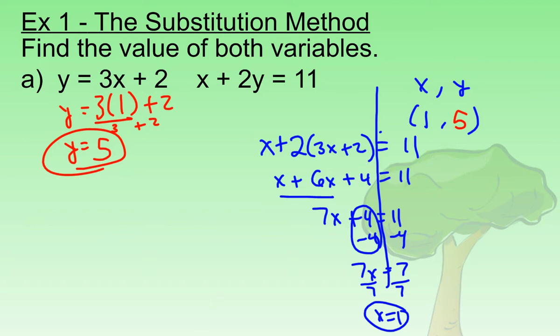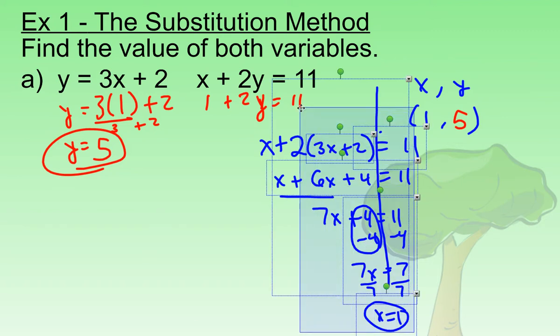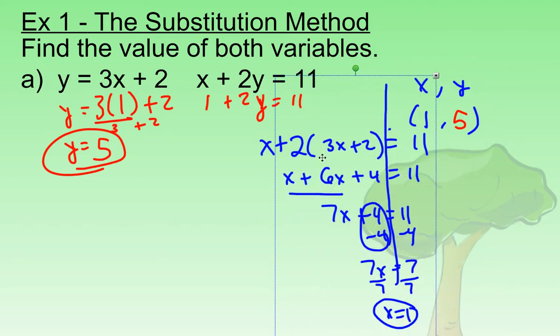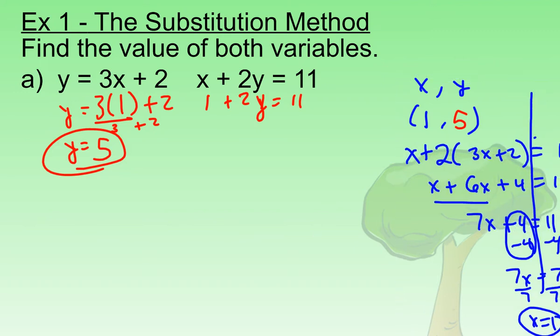So I'm going to plug in 1 here for x, and let's play pretend we don't know what the y is yet. Equals 11. And if I solve for y and I subtract 1, 2y equals 10, and look at that. Divide by 2, y still equals 5.